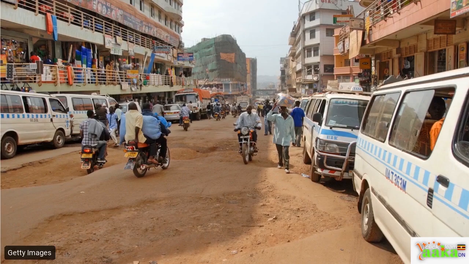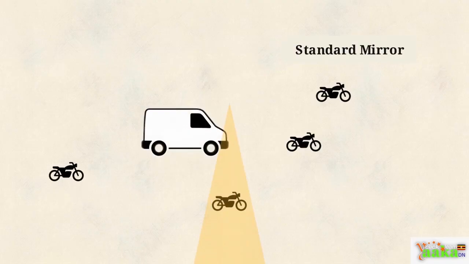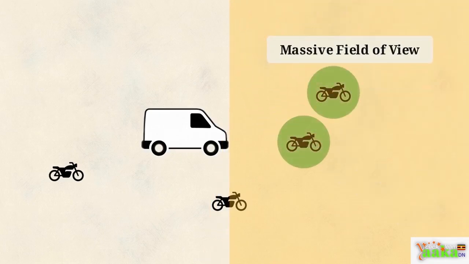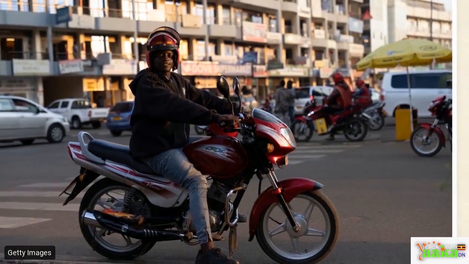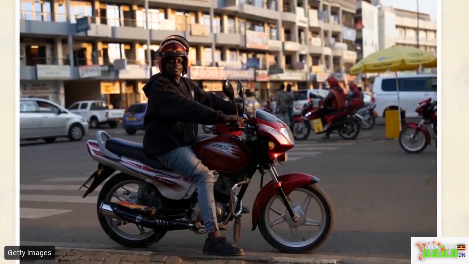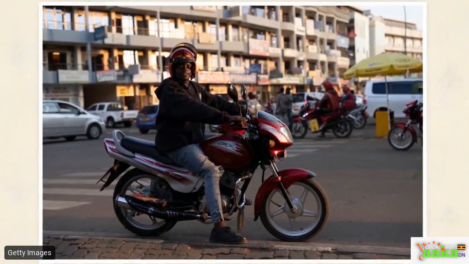This is a photograph of a crowded street in Kampala. Navigating this high-density mix of heavy vans and fast-moving bodabodas requires drivers to have a massive field of view to survive the road. We will use this bodaboda rider in the red helmet as our specific object to see how optical physics solves this driving problem.